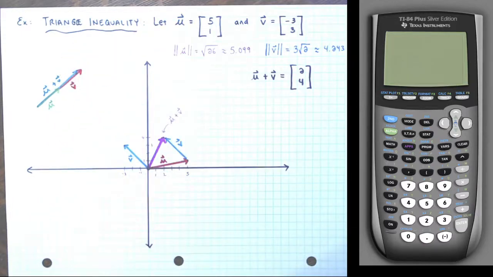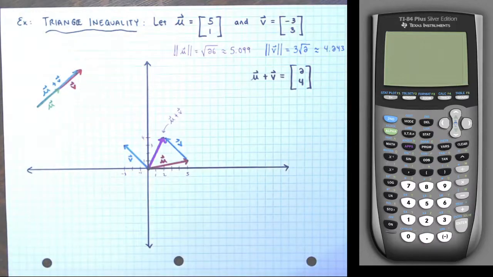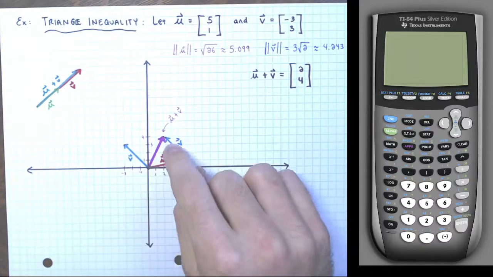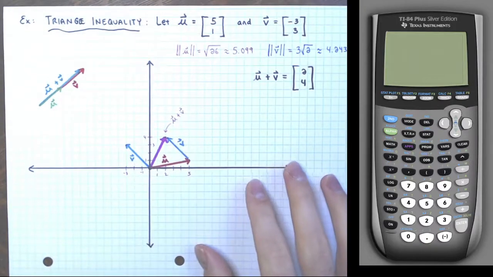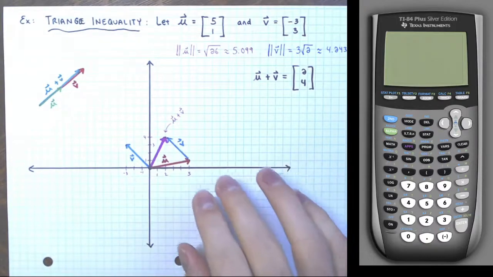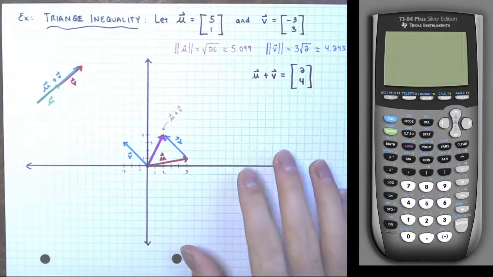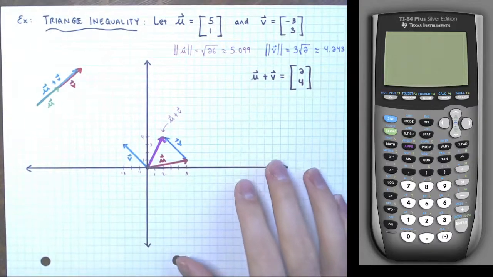Alright, so if they run in the same direction, then the equal part will be true. The magnitude of u plus v will be equal to the magnitude of u plus the magnitude of v. But if they're not, like here, right, u and v definitely don't run in the same direction. They're not positive scalar multiples of each other. You're going to have the is less than part. All right, and let's check that.